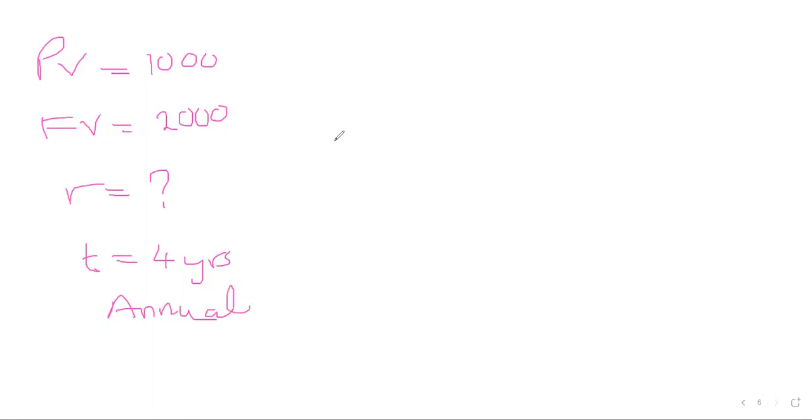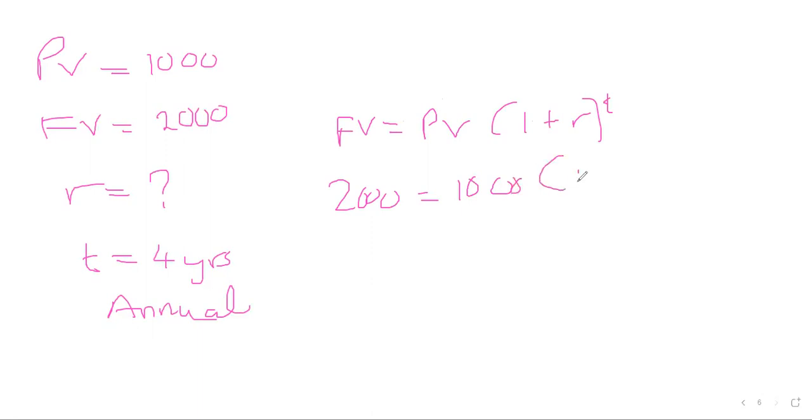So the annual formula is straightforward: future value is equal to present value, 1 plus R, to the power time. So here we have a 2,000. Here we have a 1,000. The interest rate we don't have. But the time we've been given is 4 years. So we divide both sides by 1,000. Then we have a 2 at the end.